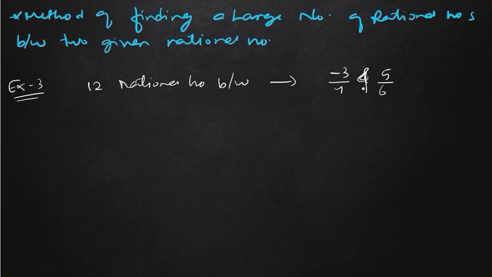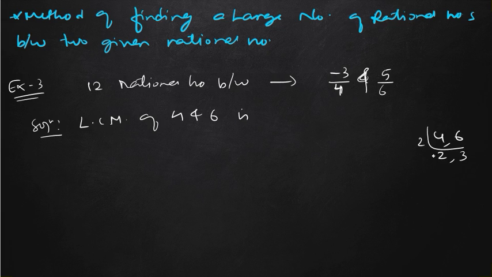Okay, so for that, first we need to make the denominators the same. As the denominators are not the same, it is 4 and it is 6, so we need to make the denominators the same. And how do we make the denominators the same? By taking the LCM. So first we need to find the LCM of 4 and 6. How to find the LCM? 2 divides 4, 2 divides 6. Now 2 divides 2, 3 is not divisible, so keep it as it is. 3 divides 3. So the answer is 2 into 3 into 2 equals 12. So LCM is 12.